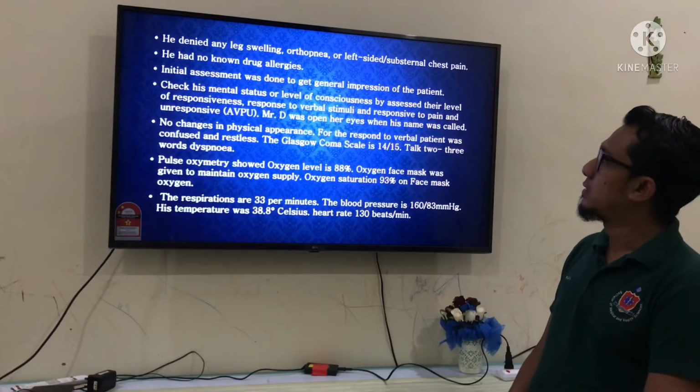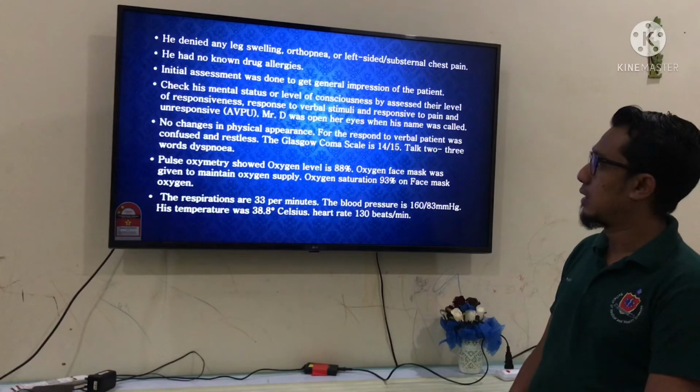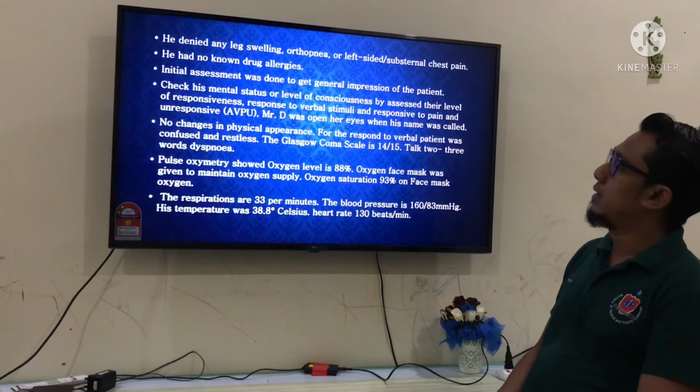He denied any leg swelling, tak ada edema lah, tak nampak kaki bengkak. Orthopnea and left-sided substernal chest pain. He had no known drug allergies.